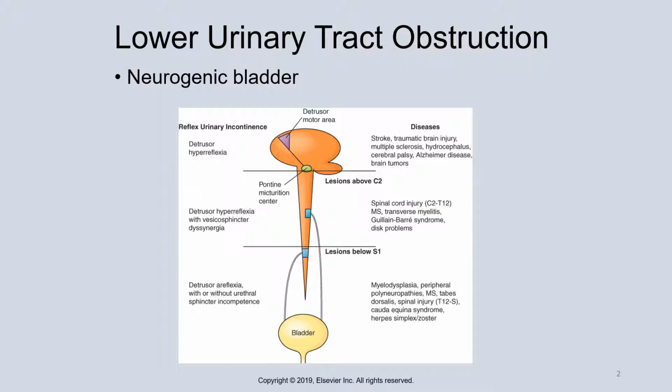So these are spinal cord injuries, C2 to T12, MS, transverse myelitis, Guillain-Barré, and then diseases of the brain can be stroke, brain injury, multiple sclerosis, hydrocephalus, cerebral palsy, Alzheimer's disease. And then the S1 disease below the sacrum, lower motor neuron, would be myelodysplasia, peripheral neuropathies, MS, tabes dorsalis, syphilis, spinal cord injury T12 to S1, and cauda equina syndrome, and herpes simplex and zoster infection of the spine.